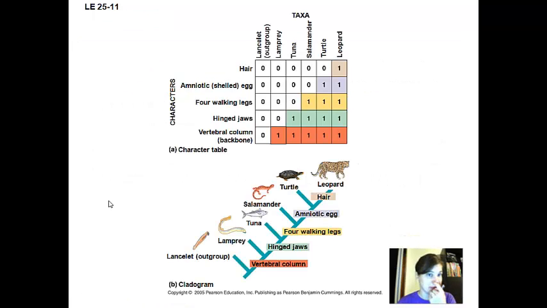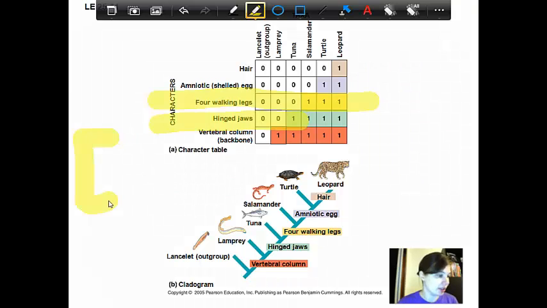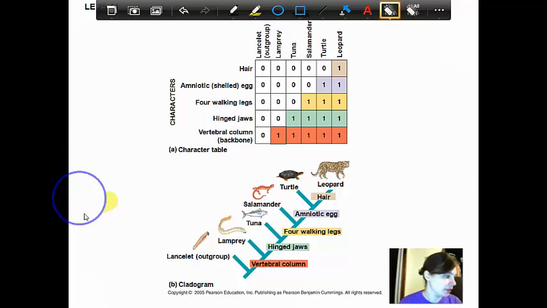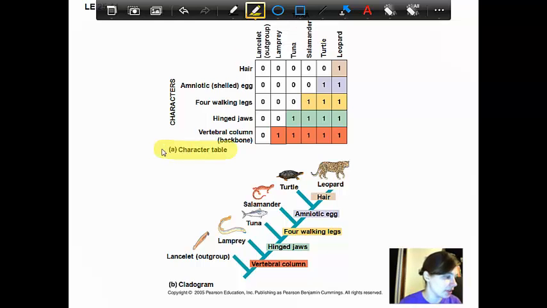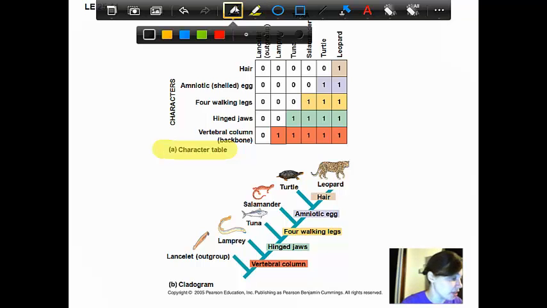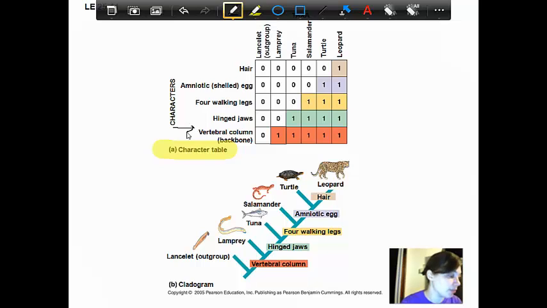Alright, so here's an example of that. I'll guide you through this so you can get an idea of what we're looking at here. Down at the bottom, along the side, it says this is what our character table is. So these are the traits that we're actually looking at. Our different traits are: does it have a backbone? Does it have hinged jaws? Does it have 4 walking legs? Does it have a shelled egg? And does it have hair? Okay, so those are the traits we're looking at.